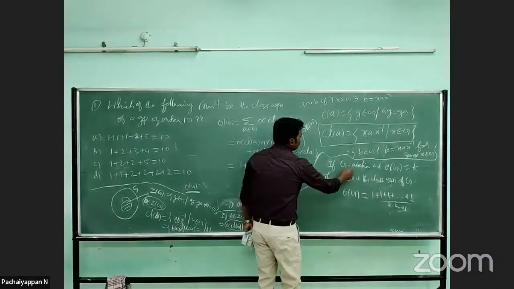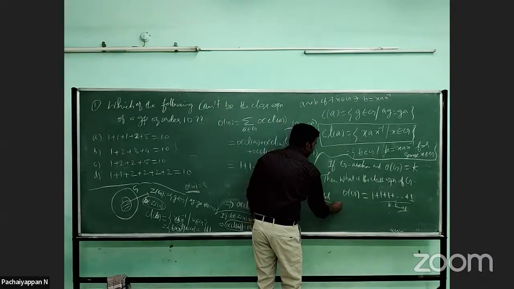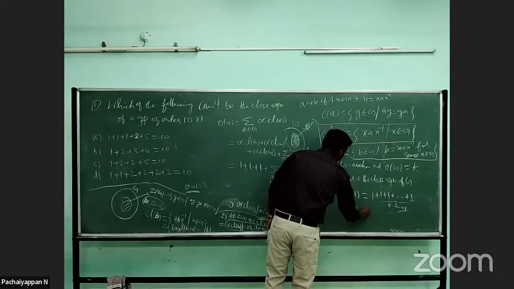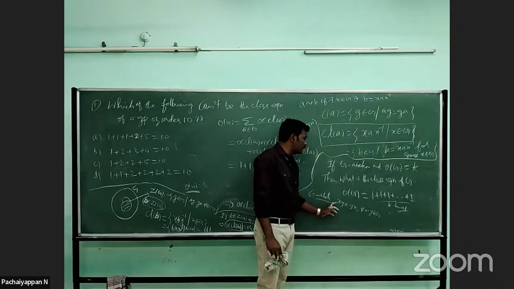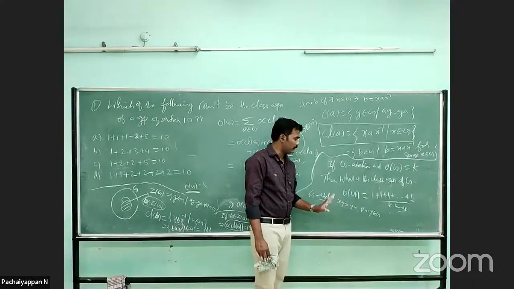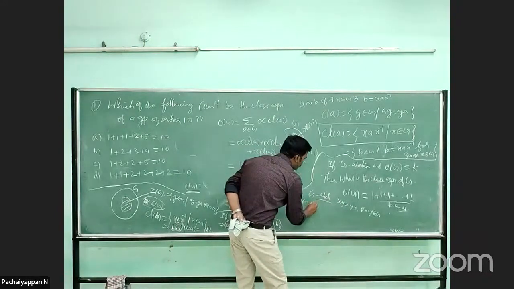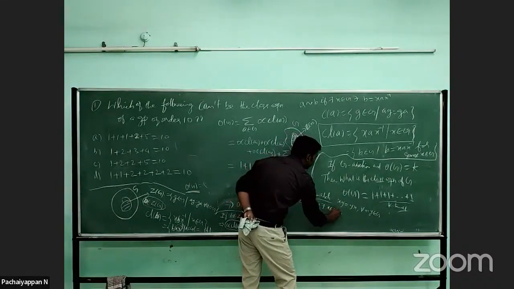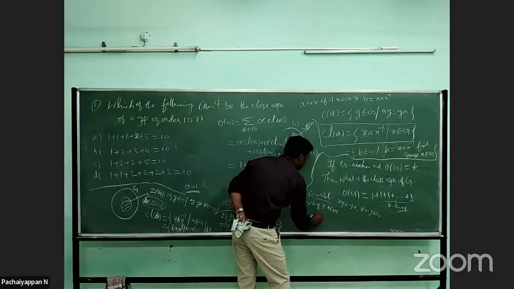If G is abelian, what is the meaning of abelian? Abelian means xy equals yx for every x, y in G. Any elements in G commute. Then we say that G is abelian. Now suppose A is conjugate to B. What is the meaning of that? There exists x in G such that B equals x A x inverse.